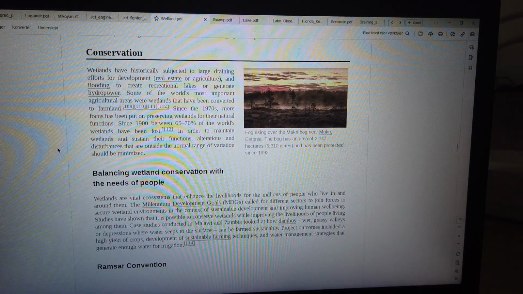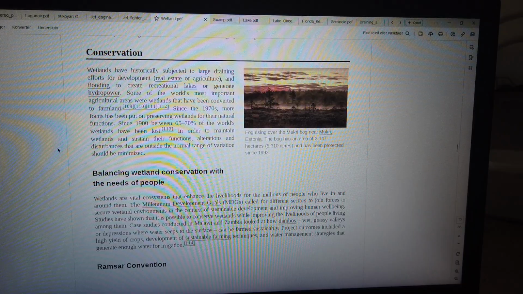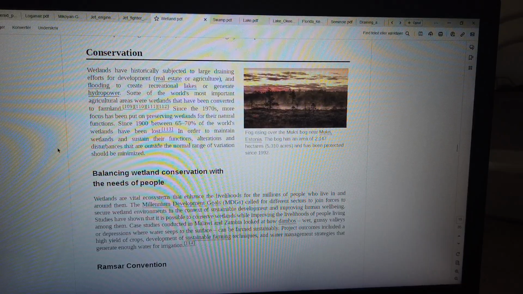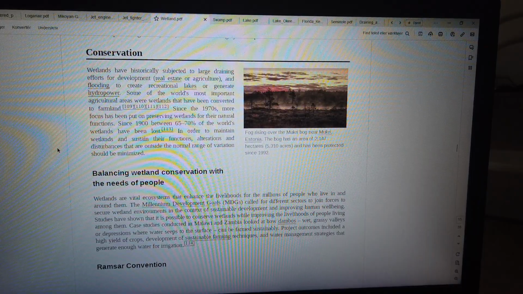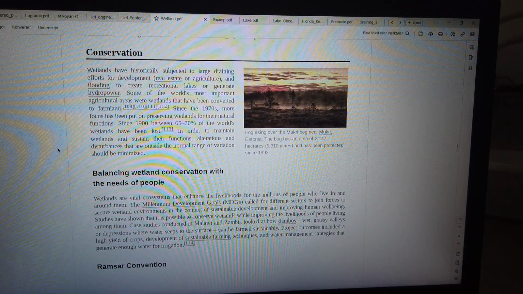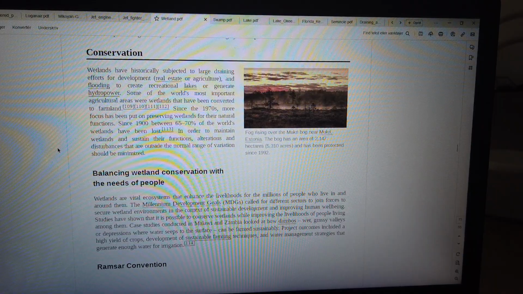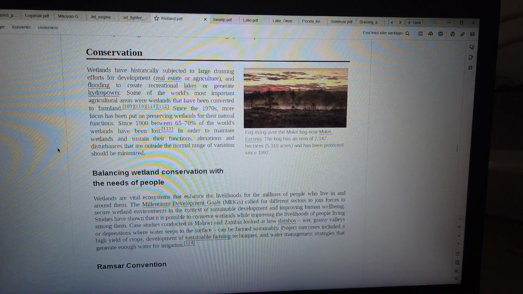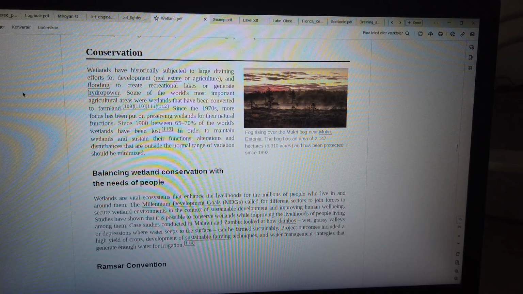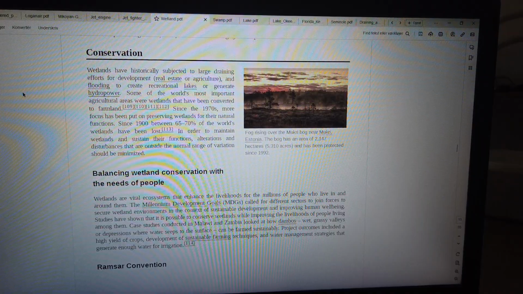Wetlands are vital ecosystems that enhance the livelihoods for the millions of people who live in and around them. The Millennium Development Goals, MDGs, called for different sectors to join forces to secure wetland environments in the context of sustainable development and improving human well-being. Studies have shown that it is possible to conserve wetlands while improving the livelihoods of people living among them.